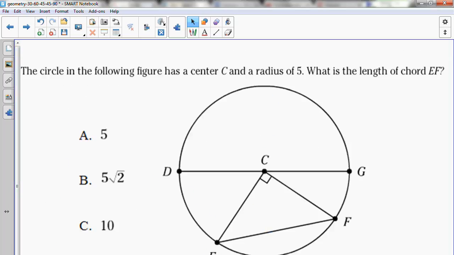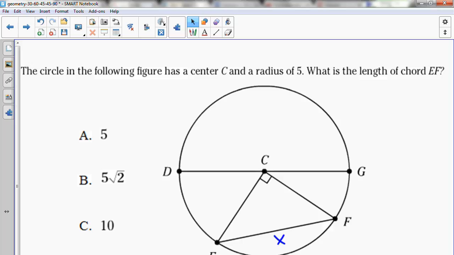Okay, this one's actually pretty easy. It says the circle in the following figure has a center C and a radius of 5. What is the length of chord EF? This chord, I'm going to call that X. Now, I'm going to find that. It said the radius was 5.